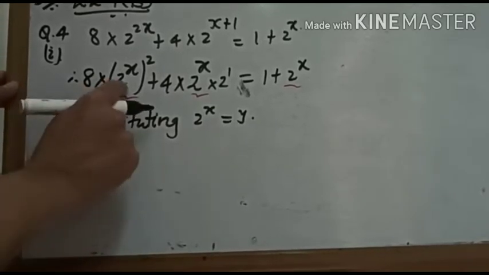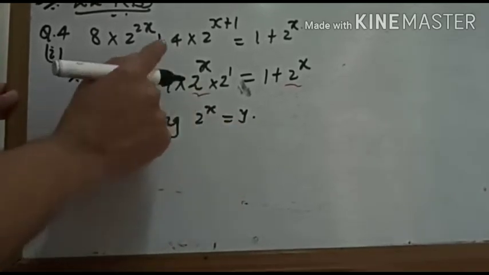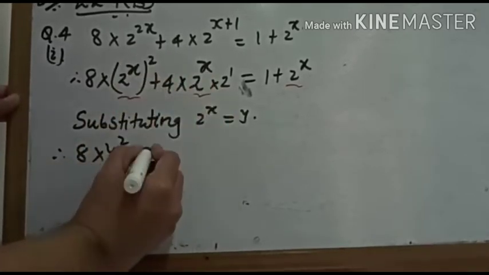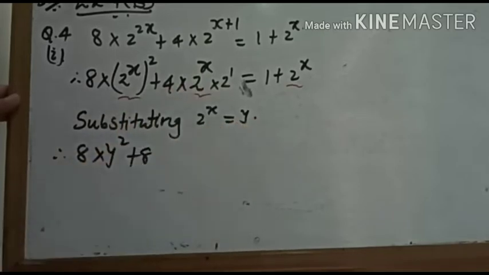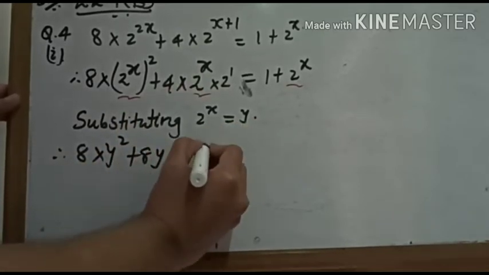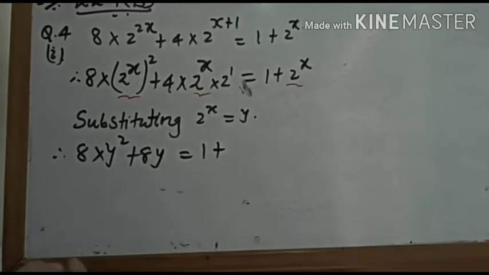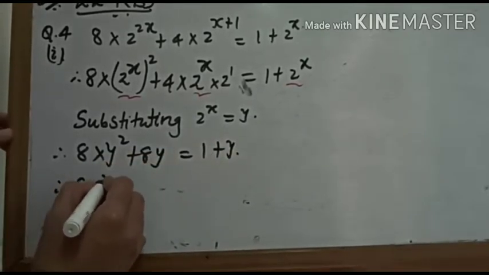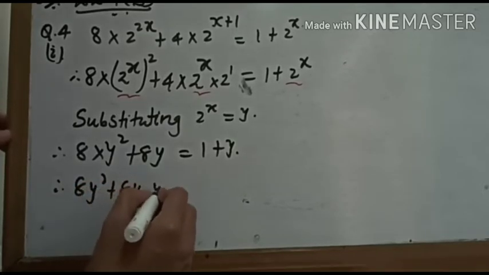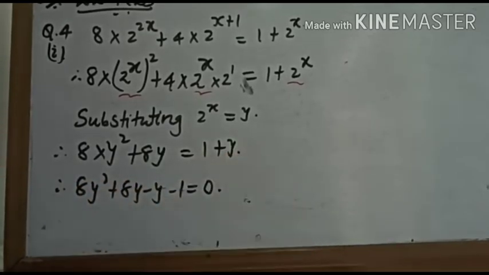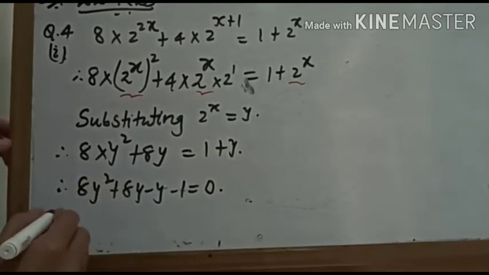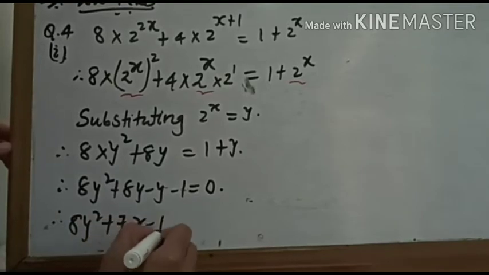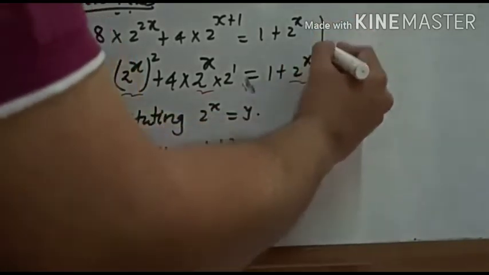8 into 2 raised to x whole squared is replaced by y squared, that is 8y square, plus 4 twos are 8. 2 raised to x will be replaced by y, is equal to 1, plus 2 raised to x will be replaced by y. This becomes 8y square plus 8y minus y minus 1 equal to 0. This will fetch us 8y square plus 7y minus 1 equal to 0.